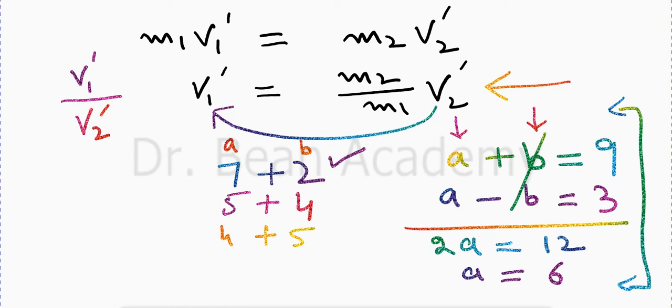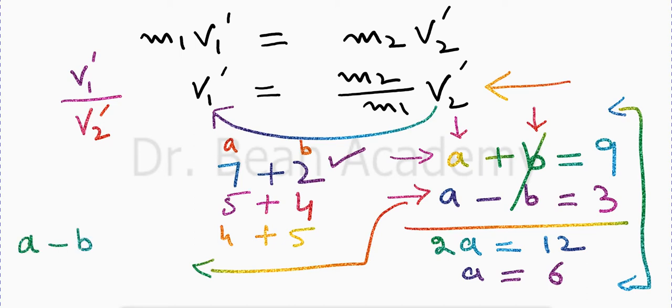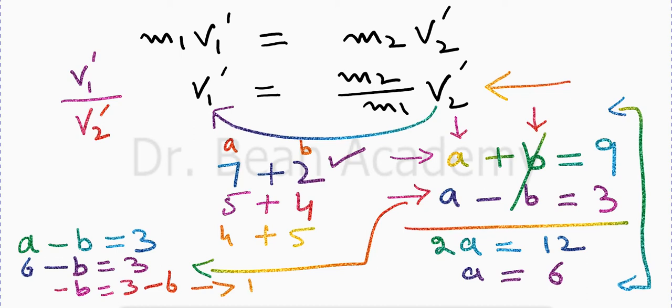It's easy, you can just use any one of these equations to find the value of b. Let's take the equation with the negative sign. So a minus b equals 3. If a equals 6, it should be 6 minus b equals 3, and b equals 6 minus 3, and if I solve it further, b equals 3.